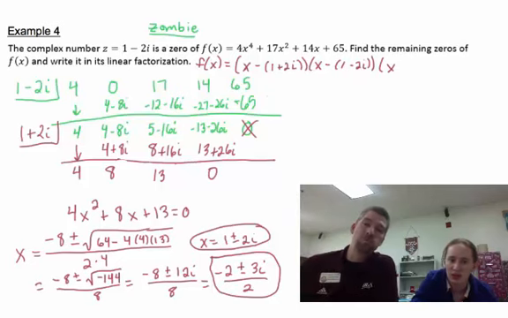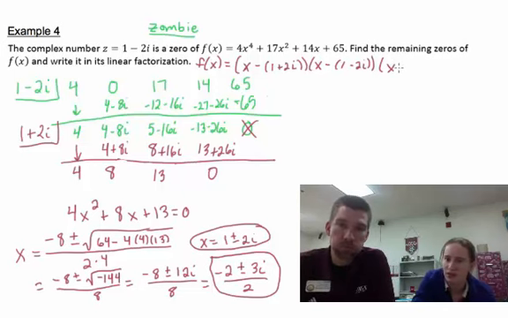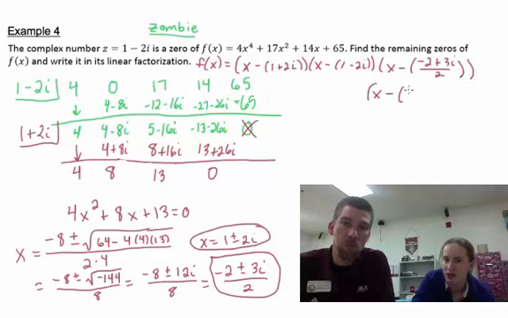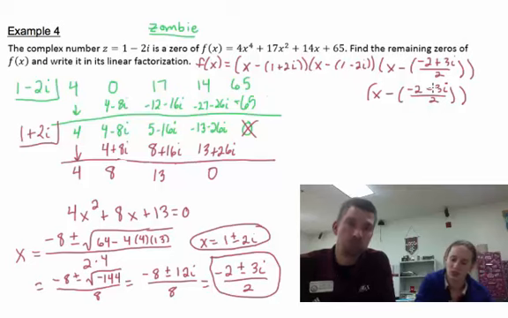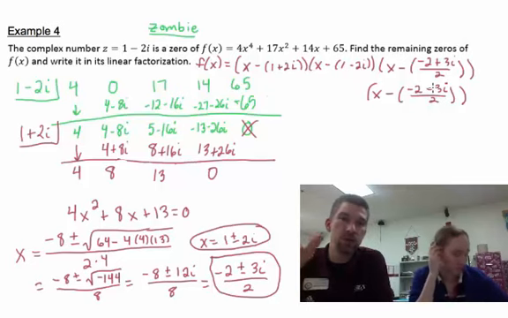All we have to do is put x minus, and then in parentheses, negative 2 plus 3i over 2. Leave it how we found it. And then I ran out of room, but x minus negative 2 minus 3i over 2. And the book does something weird on these. If you look in the back of the book, it does something weird. There's no need to do the way the book answers.